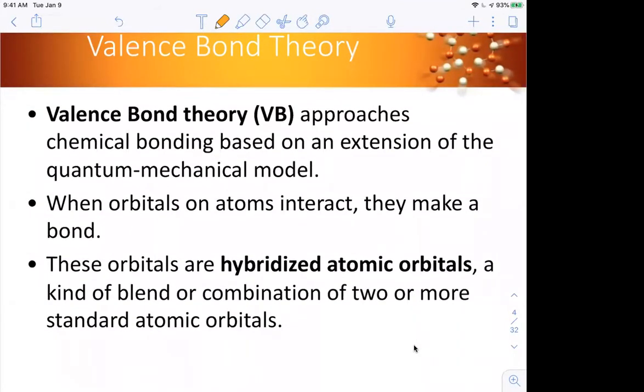So valence bond theory approaches chemical bonding based on an extension of the quantum mechanical model. These are actually mathematical solutions. When these orbital spaces are mathematically solved, right? Remember, the orbital is the probability that an electron is going to be found in that space. And we have really high level math, Good Will Hunting math, that actually shows how this happens. But when orbitals on atoms interact, they make a bond. These orbitals can be very specialized hybridized atomic orbitals, which is a blend or a combination of two or more standard atomic orbitals.